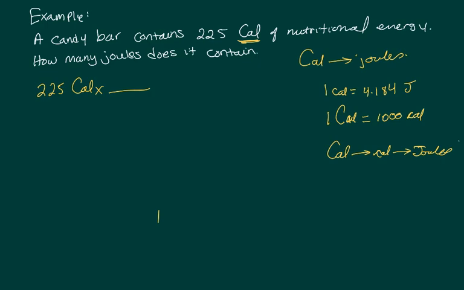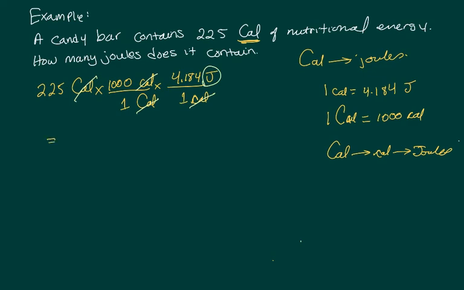So since big calories is on the top, big calories is going to go on the bottom, and the little calories is going to go on the top. And we know that for every 1 big calorie, there's 1,000 little calories. And so we have now gotten to little calories, but we don't stop there because we're looking for joules. Now we know that for every 1 little calorie, there is 4.184 joules. You can see that the calories end up canceling out, and we are left with our desired unit of joules.